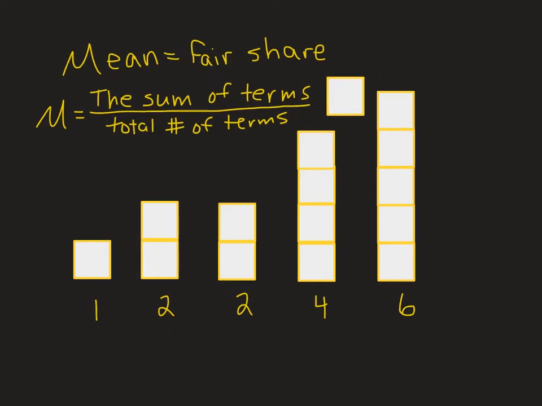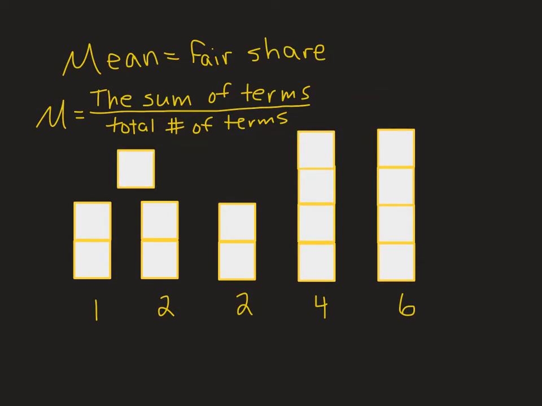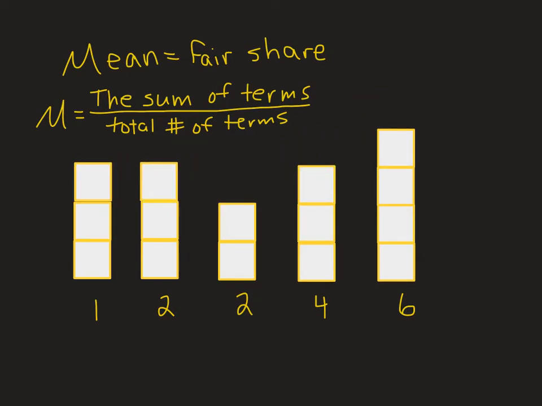You could literally move these cubes and try to put them into as fair of groups as possible. And what you'll see is that, hey, look, I'm able to make all of them 3. And all I did was move them around. So the mean here is going to be 3. This is what they would call the fair share method, where you're looking at them like this.